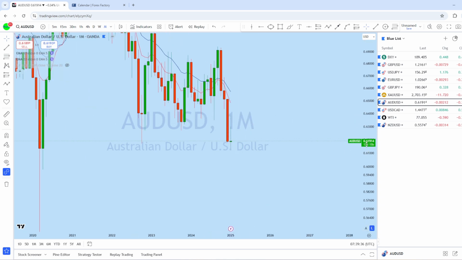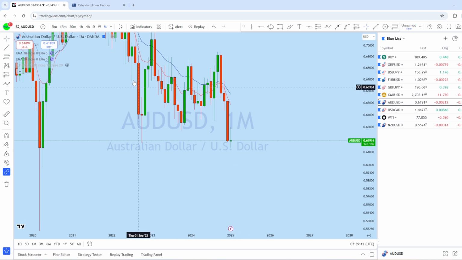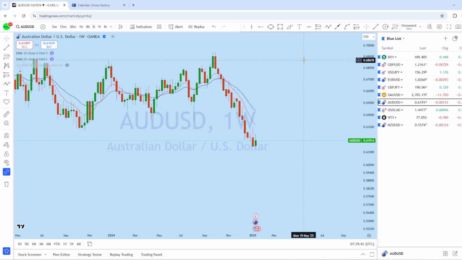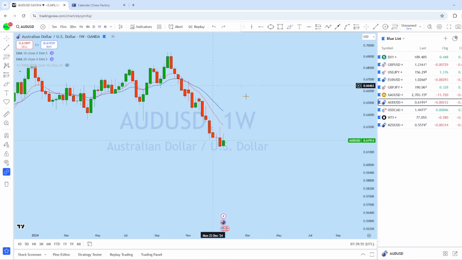There is a doji formation, expecting the market to drop and then create a new lower low. Looking at the weekly perspective on AUD USD, we can see a very strong bearish move, followed by this pullback, another drop, pullback. The market is forming a series of lower highs and lower lows on AUD USD.